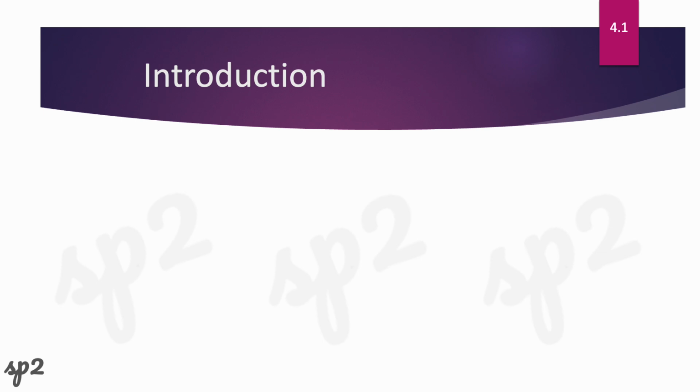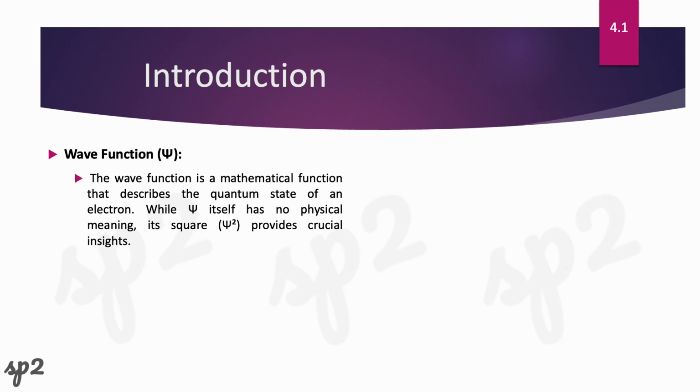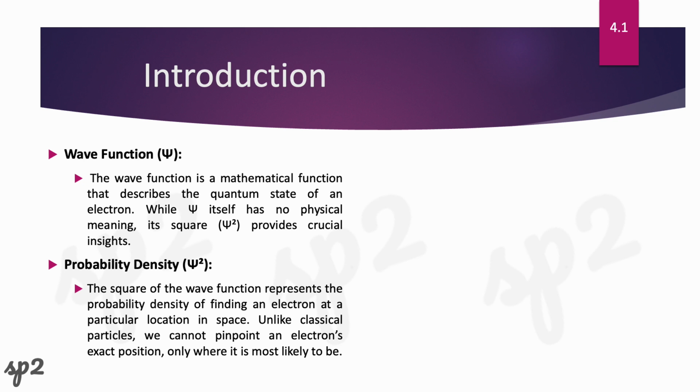Okay, so there are a couple of terms that are pretty new to us, but we are going to use them frequently in our quantum mechanics discussion. The first one is the wave function, and the Greek letter for that is psi. The wave function by itself is just a mathematical function that helps us to understand the quantum states of an electron. The wave function by itself has no physical meaning, but if you take the square of it, then we can determine the probability density. So the square of the wave function represents the probability density of finding an electron at a very specific location in space.